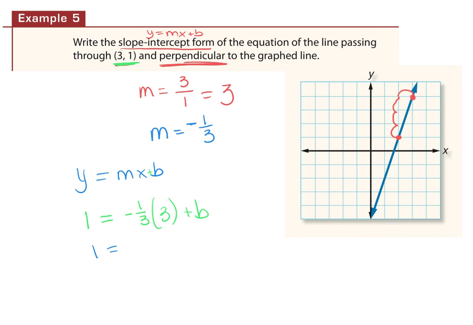1 equals negative 1/3 times 3 is negative 1. Add the 1 over, b equals 2. So I know my m, I know my b. This is the format they want my answer. So my answer is going to be y equals m, negative 1/3, x plus my b, which was 2.